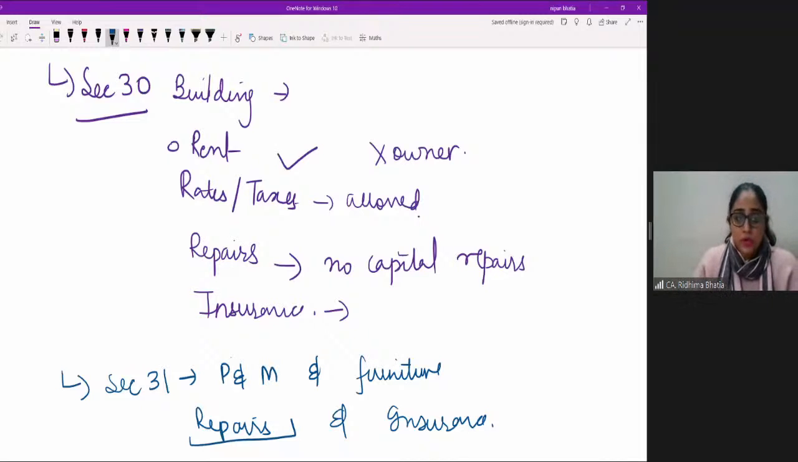Now students, if you interestingly note here, the rent of plant and machinery and furniture is not covered under section 31. So will you take deduction under section 31? No. There is a residuary section which is section 37, which covers all types of expenses which do not have a particular head. So I will take rent of plant and machinery in my 37, not in my section 31. But yes, rent of building is included in my section 30.